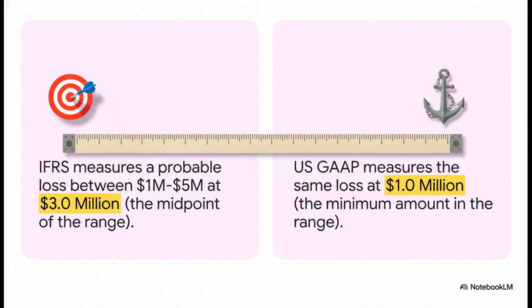And the differences don't stop at just when you book it. Even if both systems agree a liability should be on the books, they measure it differently. So if you have a range of possible losses, say from $1 to $5 million, and there's no single best estimate, IFRS tells you to use the midpoint. But US GAAP, in that exact same situation, takes a more conservative route and says you can only book the lowest possible amount in the range.